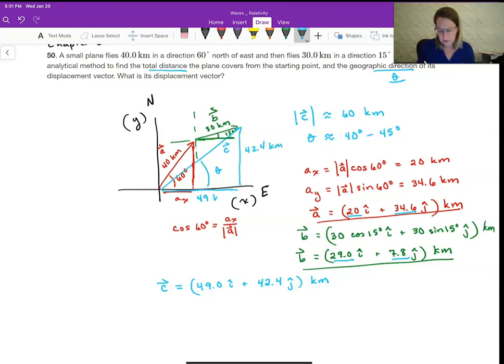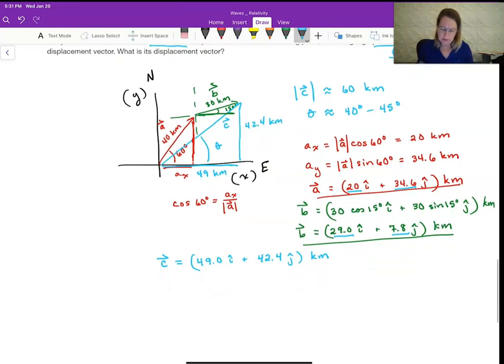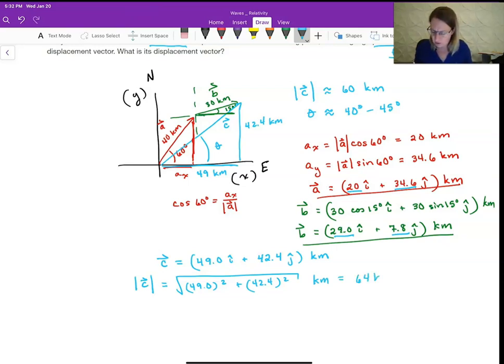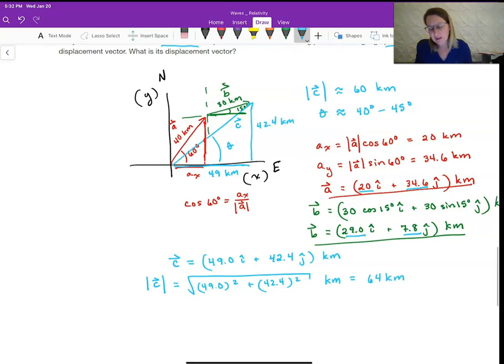And so to get the magnitude of c, this is a Pythagorean theorem, so we're doing all of our vector stuff at once here. The magnitude is the square root of the sum of the squares, 49 squared plus 42.4 squared kilometers. And when I plug that into my calculator, I get 64 kilometers. Okay, I estimated about 60. I knew it was less than 70, but it's actually pretty close to 70.